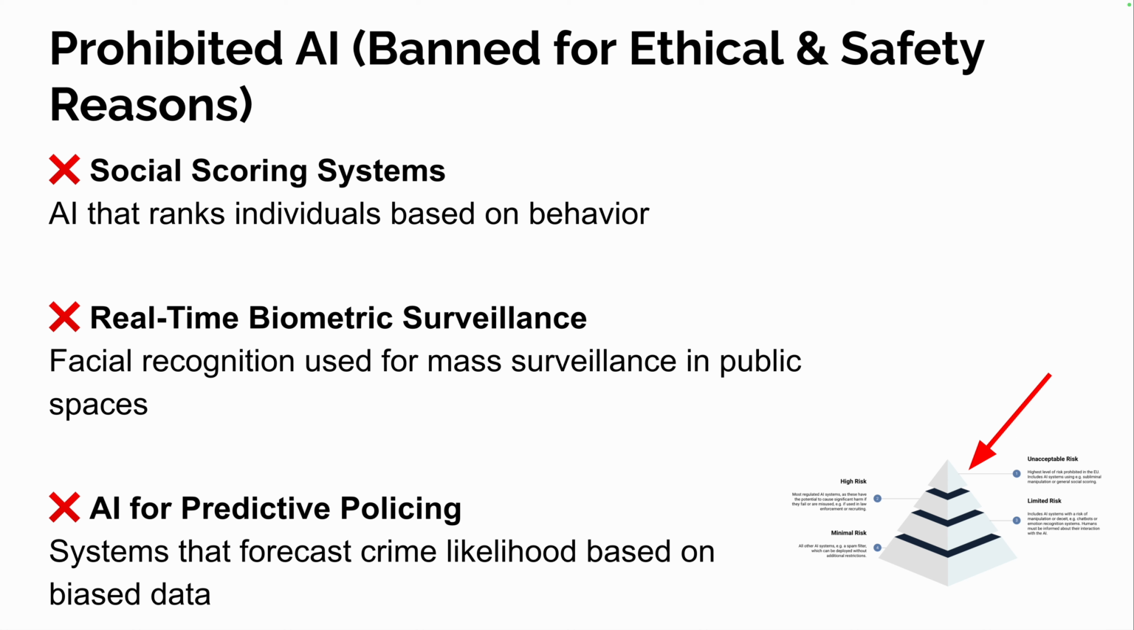AI for predictive policing, systems that forecast crime likelihood based on biased data. For example, if somebody has a lot of data on their driving experience or driving penalties or tickets they have been receiving, based on that data they will be penalized further down the road. That is absolutely prohibited. These are the types of AI applications that are banned for ethical and safety reasons.